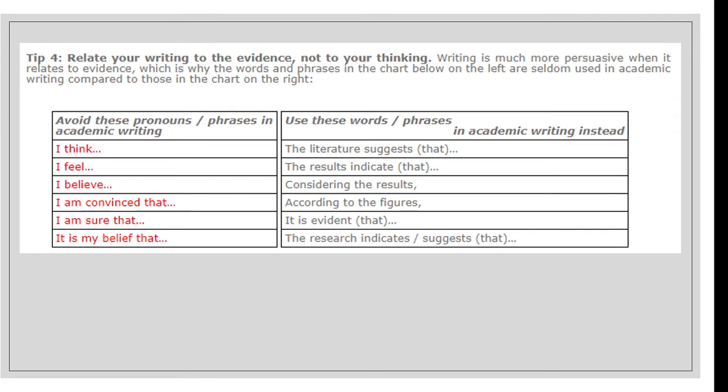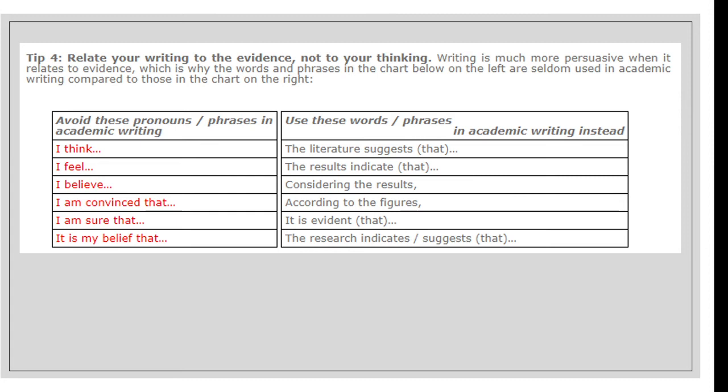Another tip is tip number 4: relate your writing to the evidence, not to your thinking. Writing is much more persuasive when it relates to evidence, which is why the words and phrases in the chart below on the left are seldom used in academic writing compared to those in the chart on the right. You should be avoiding these pronouns or phrases in academic writing, just like what is stated at the beginning of the discussion of objective writing.